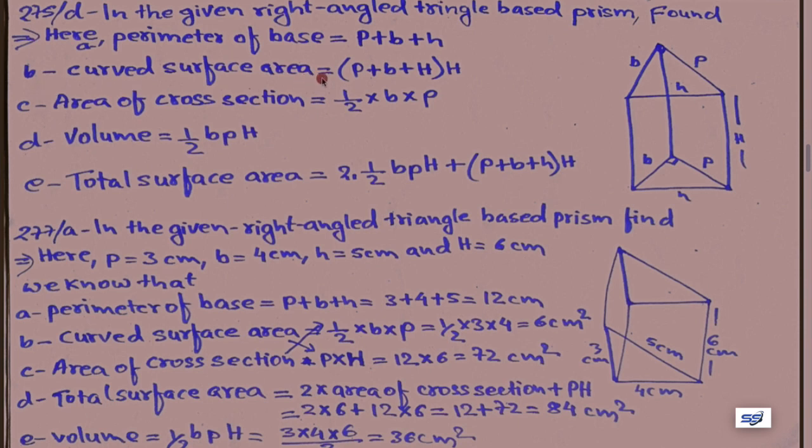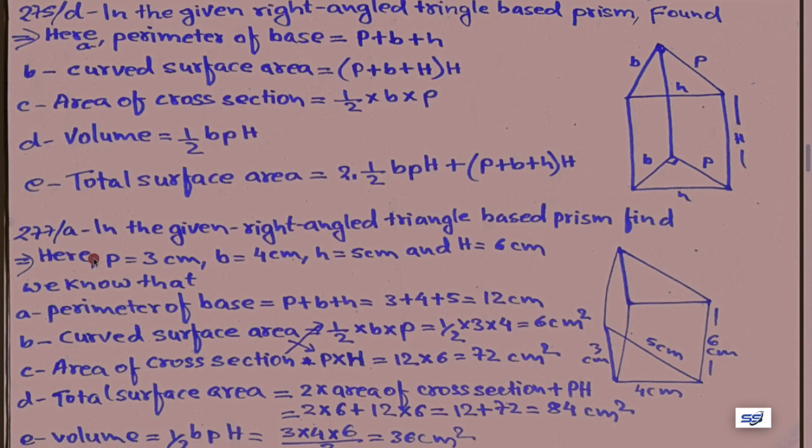Curved surface area is equal to (P plus B plus S) into H. Cross section area is equal to half into B into P. Volume is equal to half base P into height. Total surface area is equal to 2 into 1 by 2 B P plus (P plus B plus S) all into H. In this way, we have to find the requirement of our question.